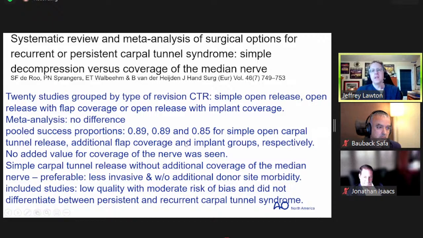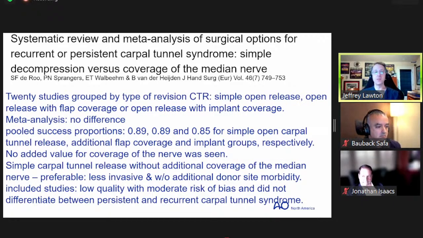So, is this really necessary? Well, a group did a meta-analysis of 20 studies looking at revision carpal tunnel release, and they looked at whether a simple open release was done, a release with flap coverage, or a release with implant coverage. And according to their meta-analysis, there was actually no difference. They found no added value for doing what I just described to you, which is what I've done for 20 plus years.